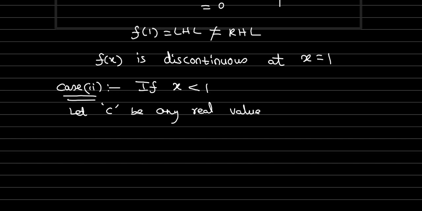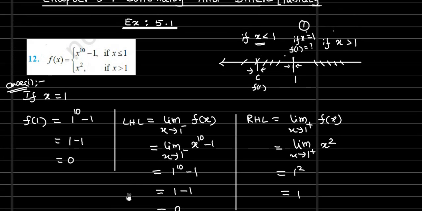At the same time, c should be less than 1. So our c lies in this particular interval. Now, to check the continuity, we must have f of c, then the left hand limit at c and the right hand limit at c. If all these three coincide, we can say that throughout this interval the function is continuous. That means there is no point of discontinuity in this particular interval.